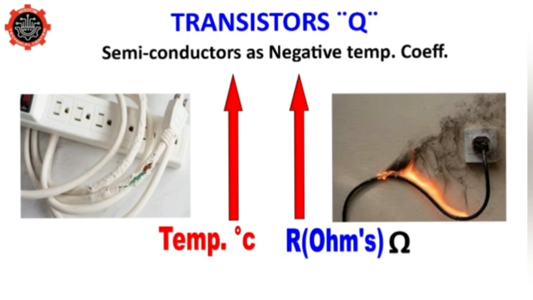Negative temperature coefficient is the opposite: as the temperature increases, the resistance decreases. We can say there is an inverse proportional relationship. That means it is a negative temperature coefficient. And this is the behavior of our semiconductor materials.